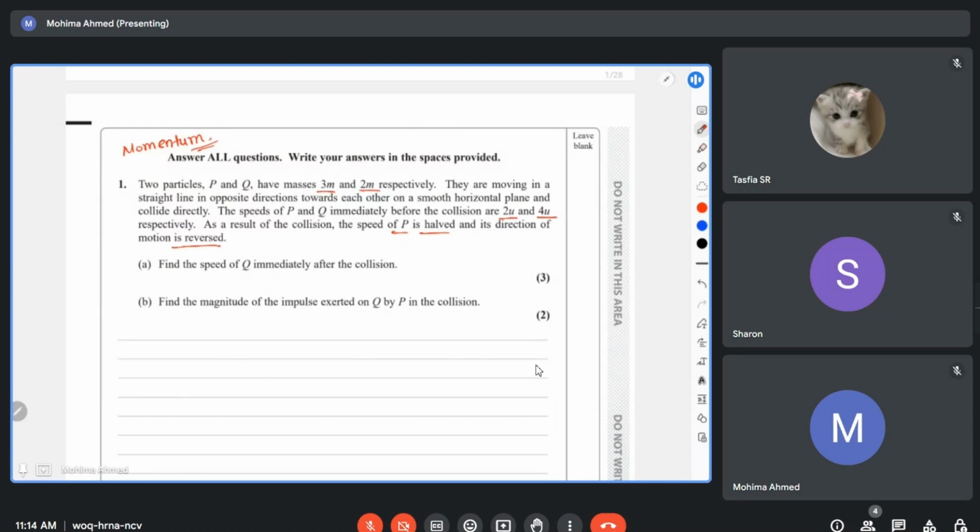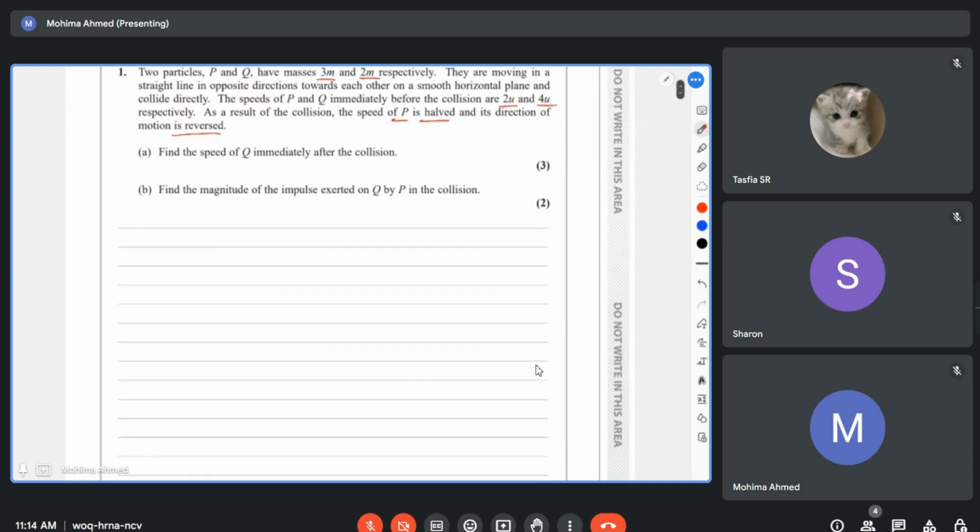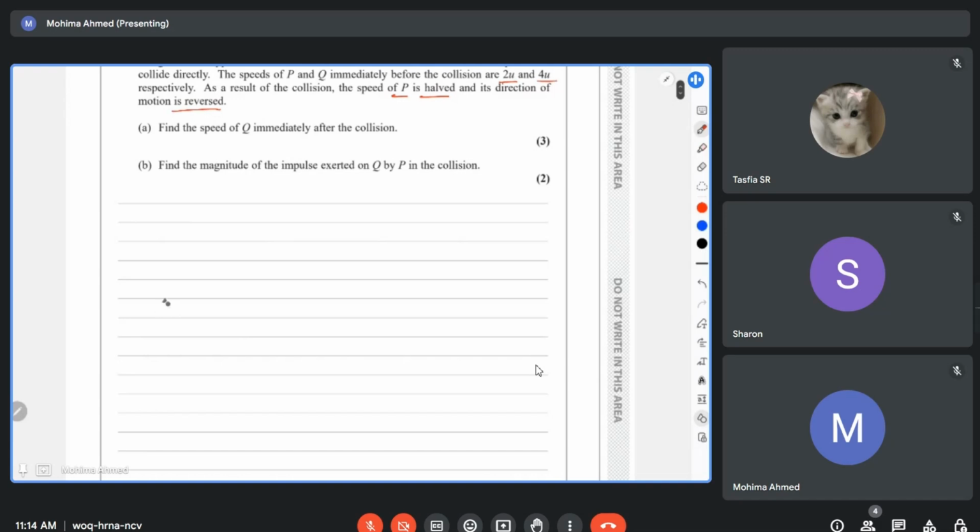Now we have only been provided with information for particle P. We do not have anything for particle Q. We have to find the speed of Q immediately after the collision, but we do not know in which direction Q is moving. It only stated that P's direction was reversed and P's speed was halved. As it never said anything about Q's direction after collision, we are going to assume that it will just move in that same direction. So obviously over here, I'll draw a diagram first.